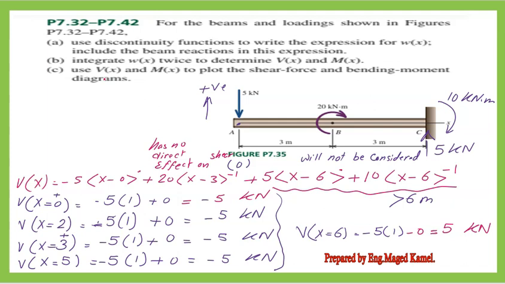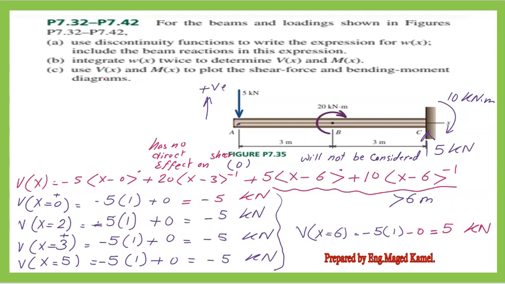We start with V at x equal to 0. It will be equal to minus 5 multiplied by (0 plus a small value, so a positive value) raised to the power of 0, which becomes 1. And this has no effect here, so we add 0. Now we have minus 5 kilonewton. For V, the shear value at x equal to 2 equals minus 5. Again, 2 minus 0 raised to the power of 0 is 1. So we have minus 5 by 1 plus 0 equals minus 5 kilonewton.